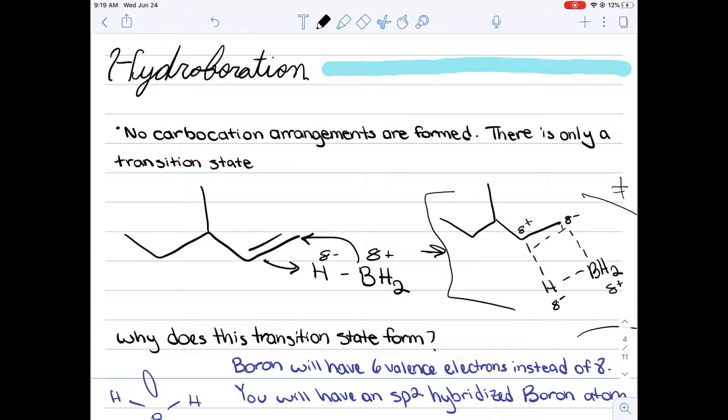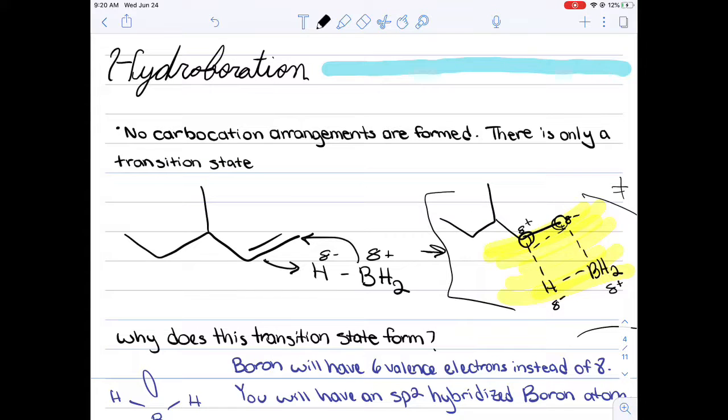Okay, so let's talk about the hydroboration aspect of this reaction. So just as a reminder, no carbocation arrangements are formed. There is only the transition state that is formed. That transition state will be right over here, in which case you have a bond forming with hydrogen and BH2, where the pi bond used to be. So these carbon atoms are going to want to form a bond with these atoms. And of course, you'll have a partially positive carbon atom and a partially negative one.